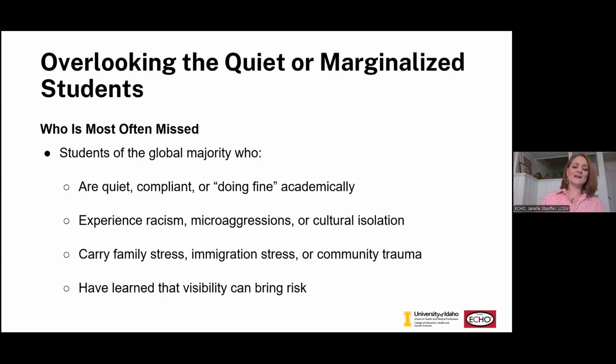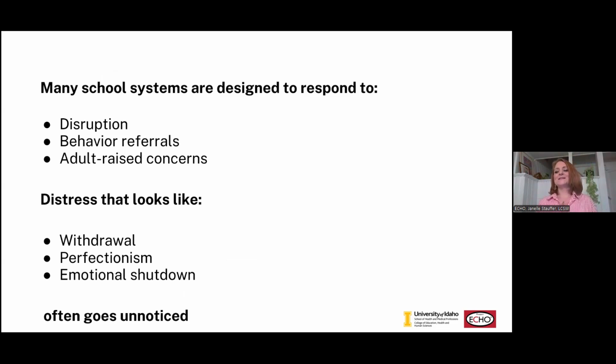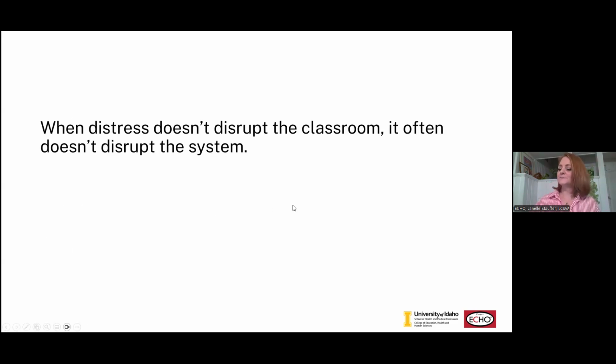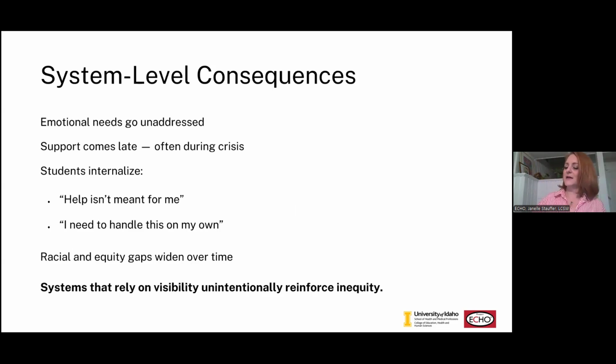Skip slide. Next slide. Many school systems are designed to respond to disruptions and behavioral referrals and things that look bad in the classroom. But this kind of distress looks like withdrawal, perfectionism, and emotional shutdown, which is often missed. Next slide. When distress doesn't disrupt the classroom, it often doesn't disrupt the system, so we don't think about how the system needs to respond to it. Skip 2 slides on this one for time's sake.